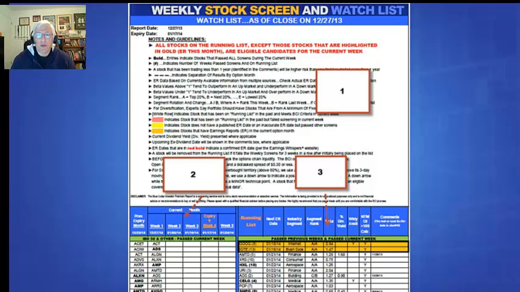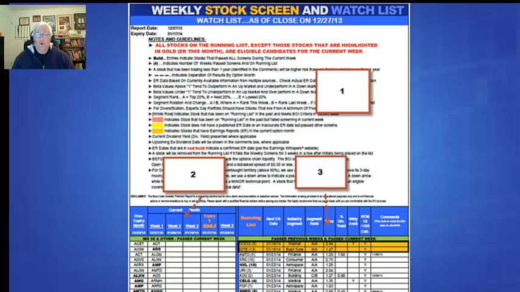Now we're going to move on to the watch list, which we call the running list and what I consider the meat and potatoes of our reports. We'll first take an overview of this section and then we'll zero in on all the critical information found within this section. Section 1 at the top is the key. It'll explain and define all the different categories found in this particular section.